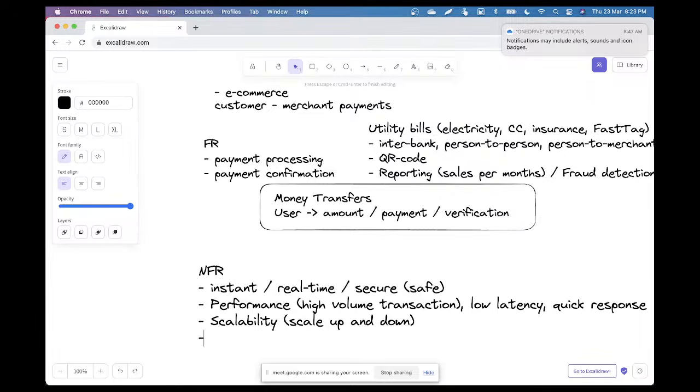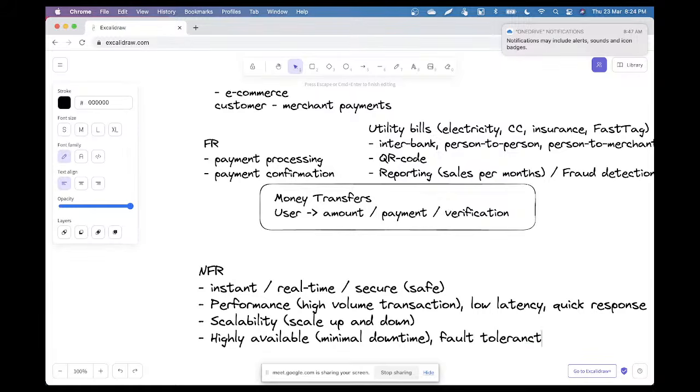And then the platform should be highly available, because if the platform is not available, then the merchant will not be able to process payments, and customers will lose trust. So it should have minimal downtime, and definitely high availability is required, and it should be fault tolerant as well.